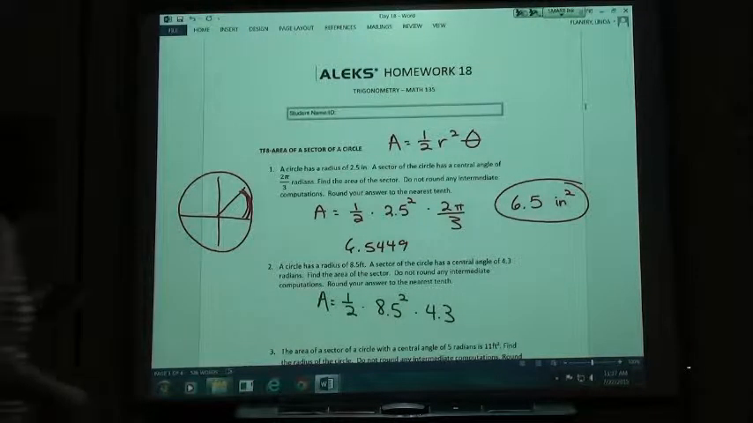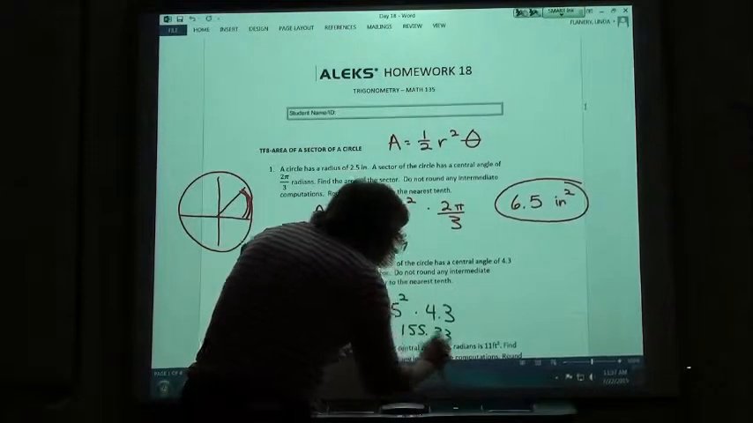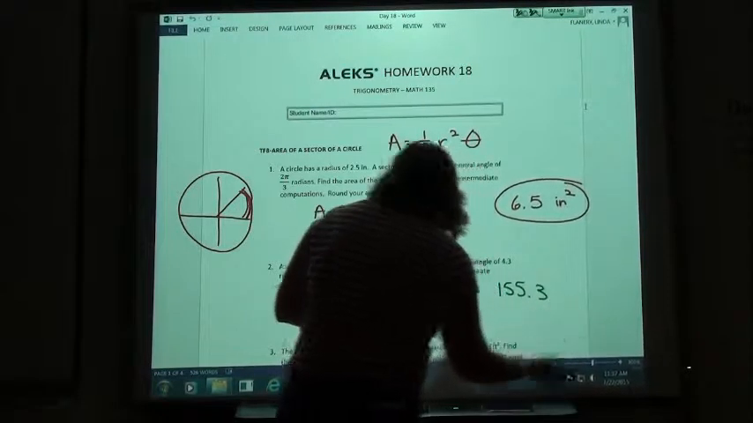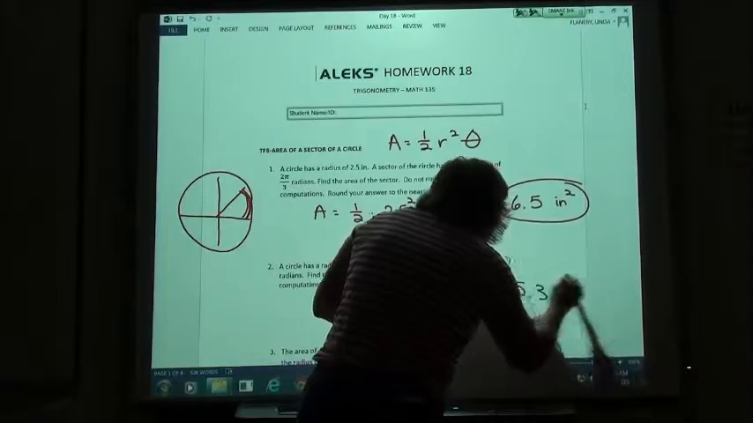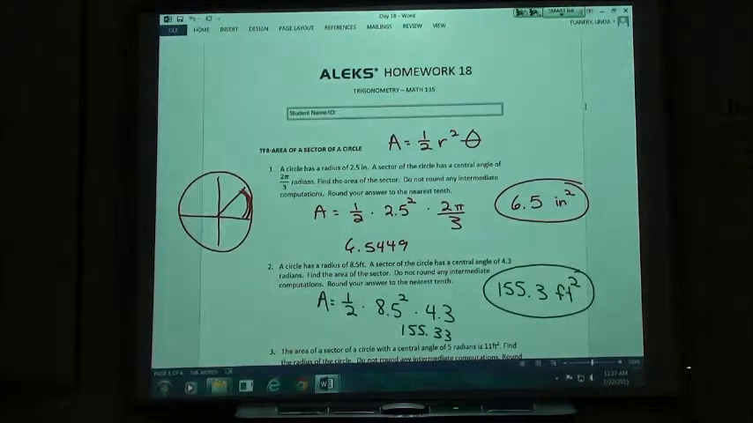I get 155.33. Rounding to the nearest tenth then, 155.3. I'm in feet, so my area would be feet squared. So 155.3 feet squared.